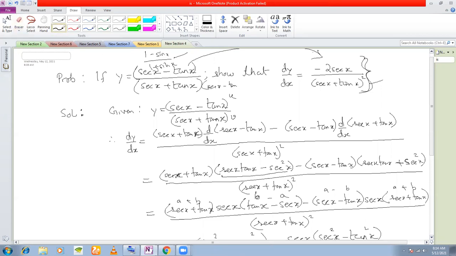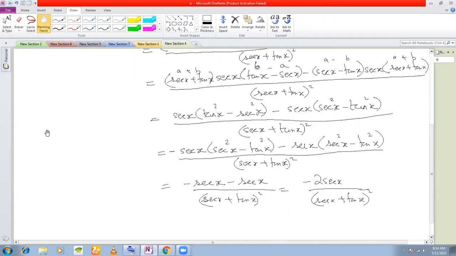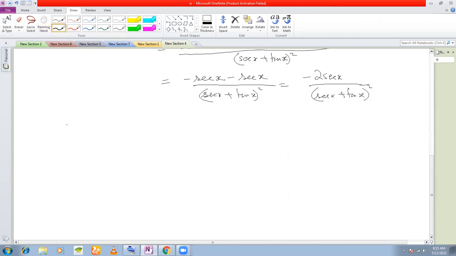Then what would have happened? This would have become sec square minus tan square, isn't it? Which is equal to 1. And the numerator you would have sec x minus tan x whole square. Now which would have become very easy to differentiate, right? So that is what we'll do in the next problem.